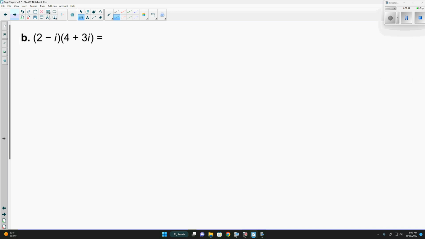The next one we have is this here, and we can distribute through. So we can distribute the 2. 2 times 4 is going to be 8. 2 times 3i is going to be plus 6i. We can do the same thing with negative i. Negative i times 4 is going to be negative 4i. Negative i times 3i is going to be negative 3i squared.